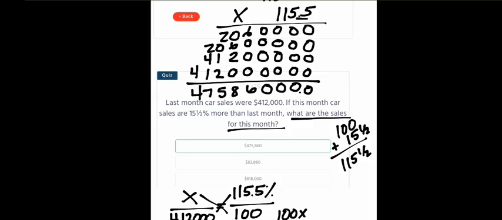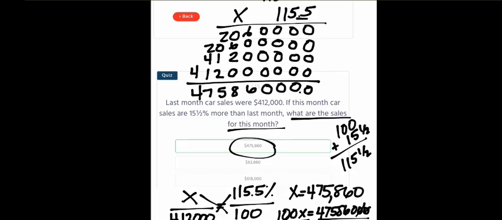So now let's transfer this big old number down here. And we're going to do it carefully because it's a big number. Now I'm going to divide this by 100, so I can isolate the x, eliminate two zeros that it has in common. Oh, I switched these numbers. Look at me. Hold on. 4, 7, 5, 8, 6, 0, 0, 0. And I said to copy carefully, and I didn't. So x equals $475,860. And that's my answer.